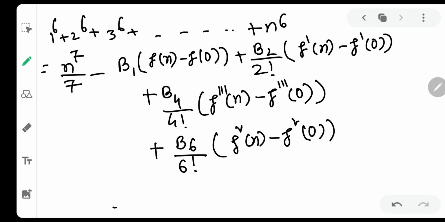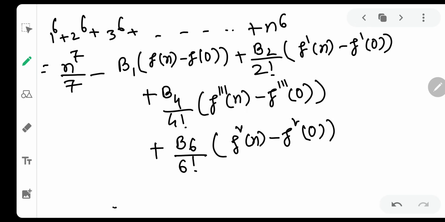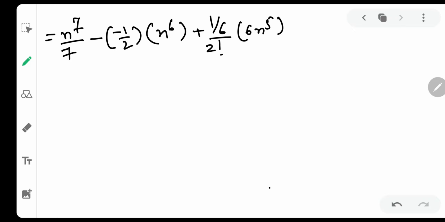So let us move ahead and try to solve this. So what will this be? This is equal to n raised to 7 by 7 minus b1. Actually you do not even need to write this down. If you practice 3 to 4 sums, you will be able to derive it orally. Then what is f of n? f of n was simply n raised to 6. I am directly able to write minus f of 0, that is gone, plus b2. b2 is 1 by 6 divided by 2 factorial, and then f dash n. f dash n was 6n raised to 5. I am able to write it down directly without even looking at the back. Minus b3, b3 is gone, plus b4.